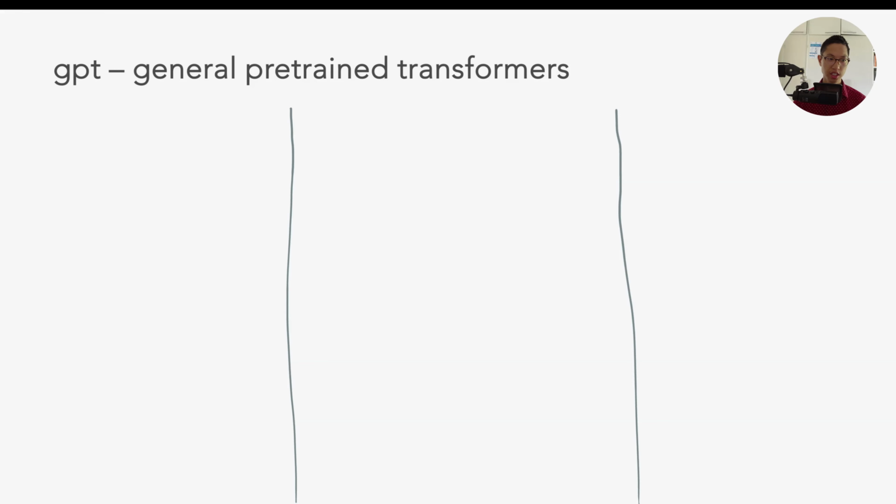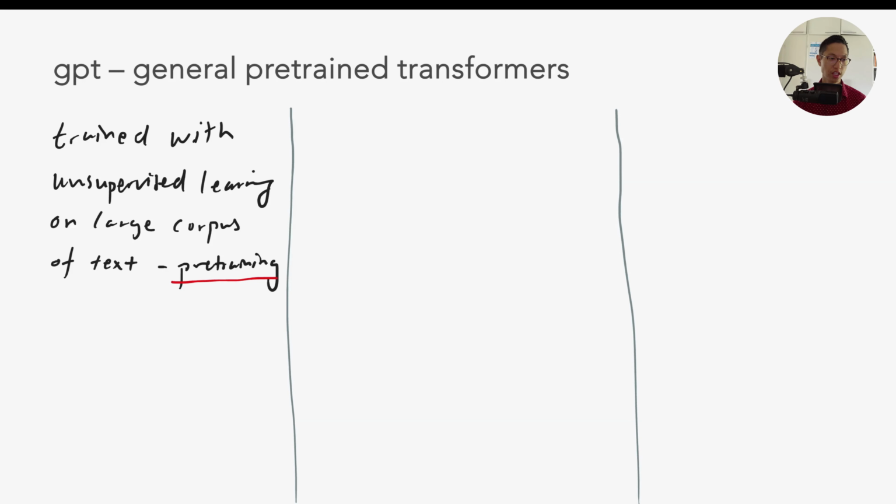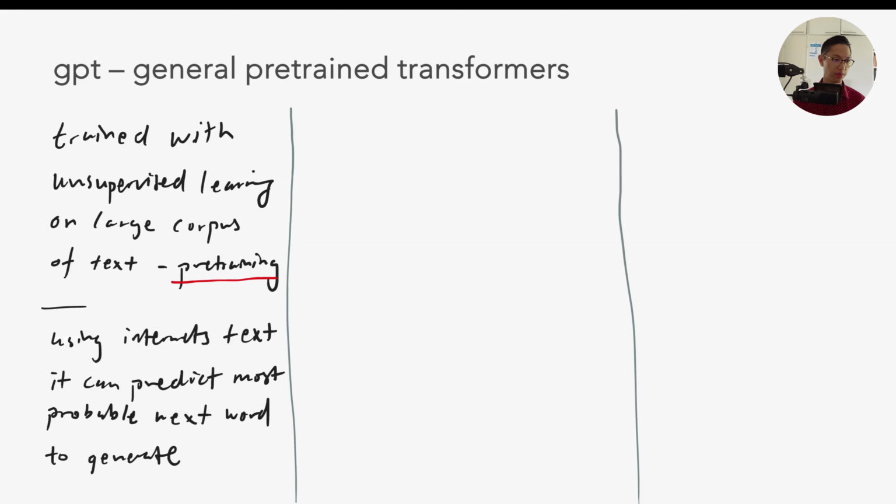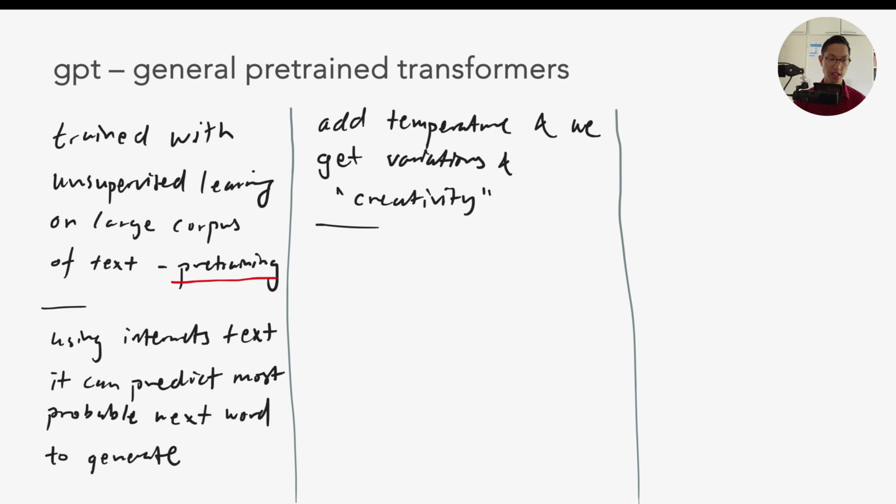We'll get into GPT, generative pre-trained transformers. This is trained with unsupervised learning on a large corpus of text from the internet, basically. Using the internet's text, it can predict the most probable next word to generate. Then when you train on that much data, you get something called emergent capabilities. It starts to be able to find patterns that people were not sure about before. Then you can also add something called temperature, and we'll get variations and creativity.